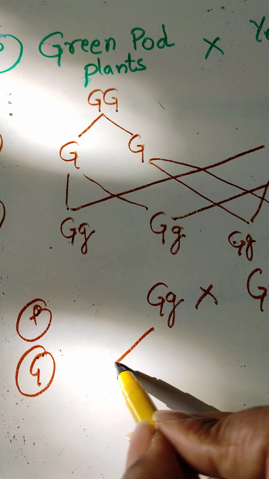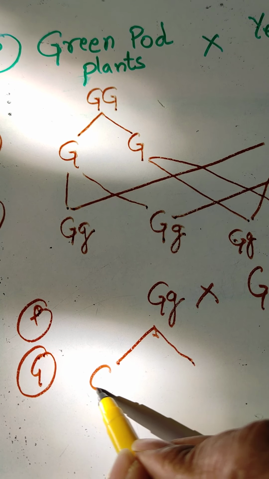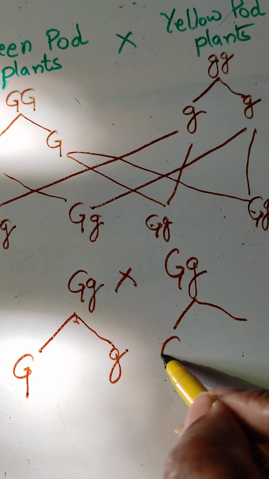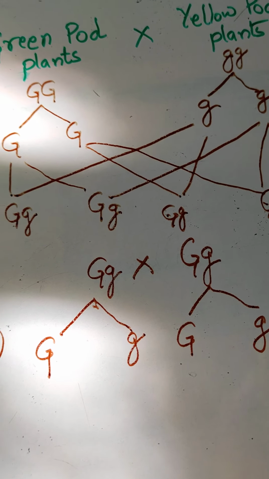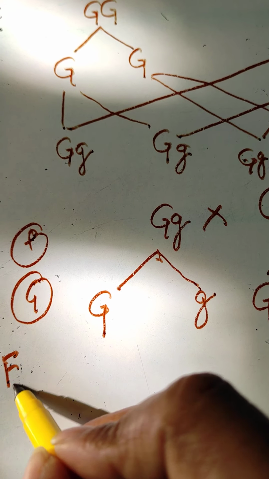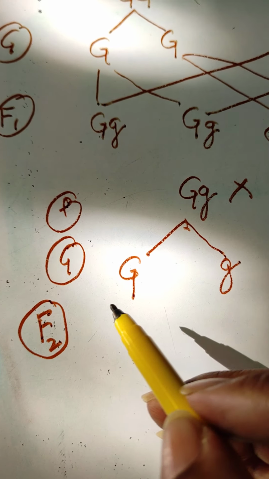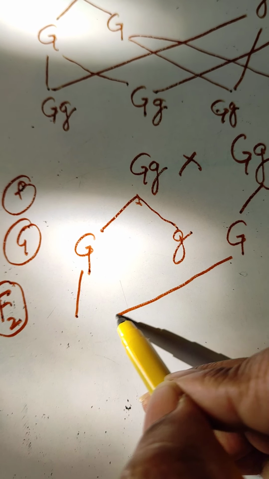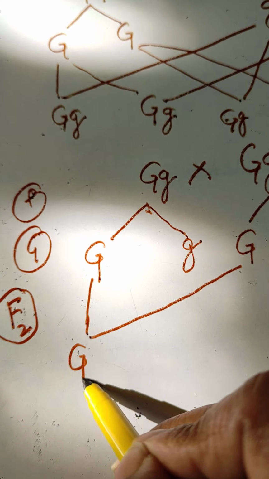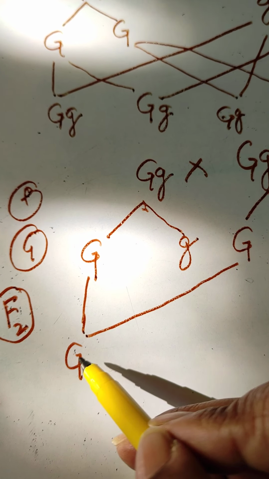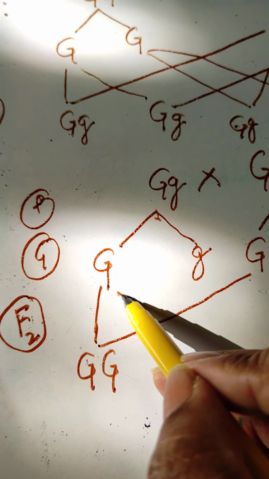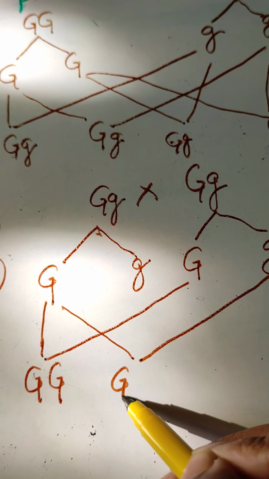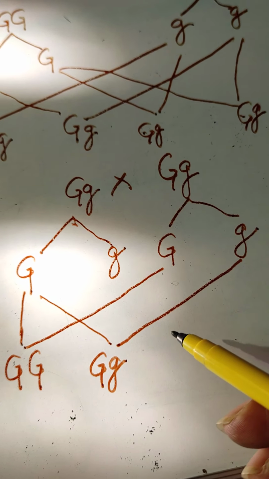Formation of gametes: separate, capital G, small g. Here the same, capital G, small g. Now the F2 generation. If this gamete fuses with this one, the result will be capital G and capital G. If this gamete fuses with the other gamete, capital G, small g.